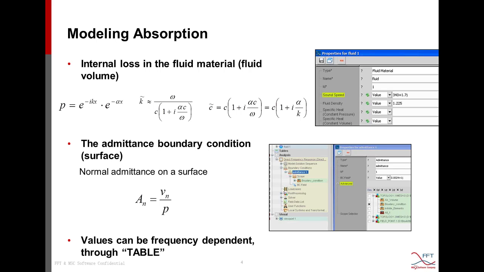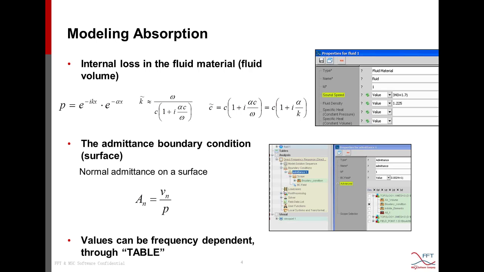Now for modeling absorption, there are several alternatives in action. So the most basic way could be modeling the equivalent fluid material, so basically air in the example in the automotive cavity. And by introducing the imaginary part of the speed of sound, we can model an equivalent internal loss of acoustic propagation due to the viscosity in the air.